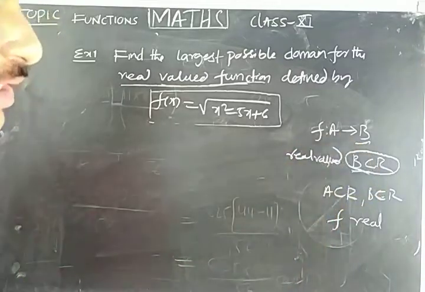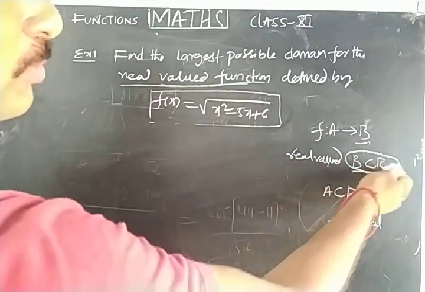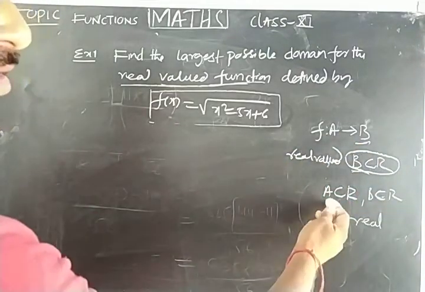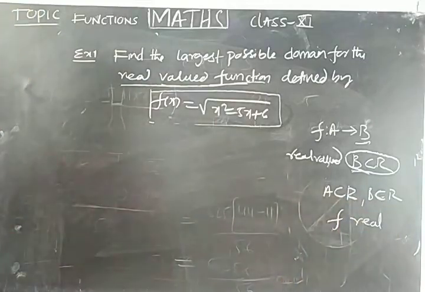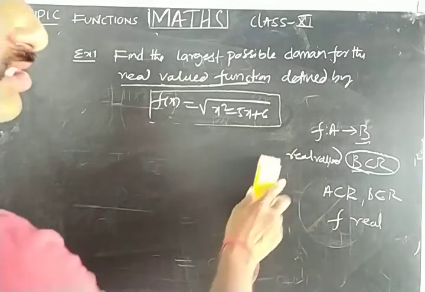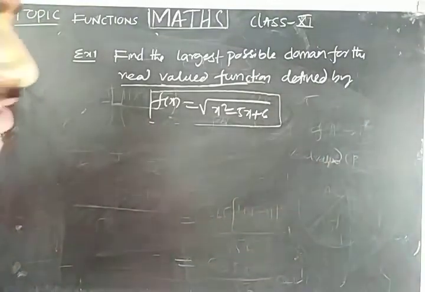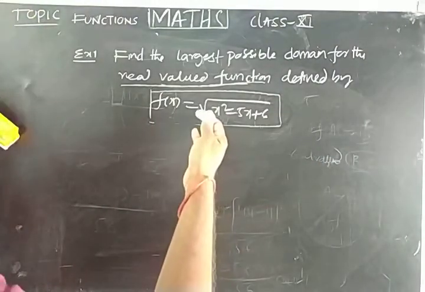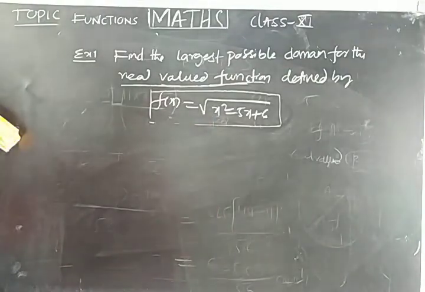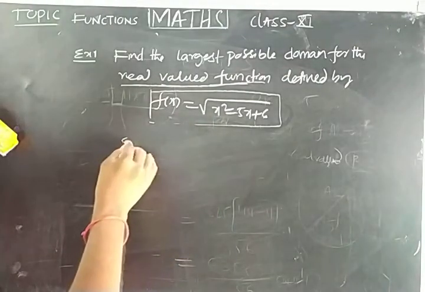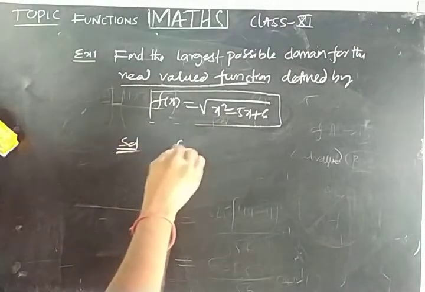Okay, keep it in mind. Real valued function means codomain is a subset of real numbers. Real function means domain and codomain both are subsets of real numbers. Now f of x is a real valued function, that means images are real numbers. So we have the definition. We are going to find the domain of this function. Solution. See how I am finding this.